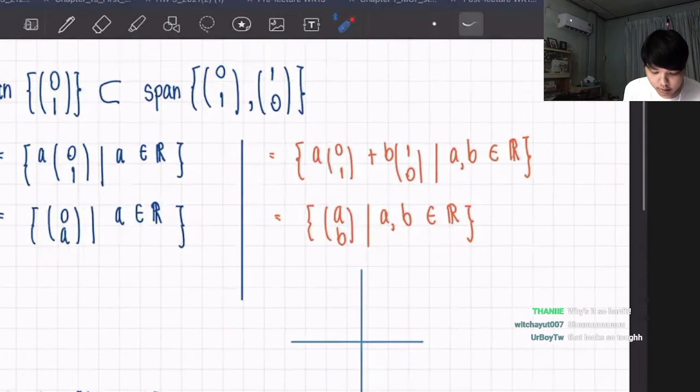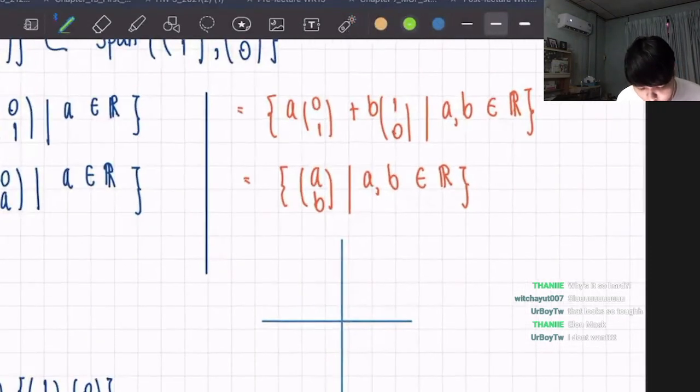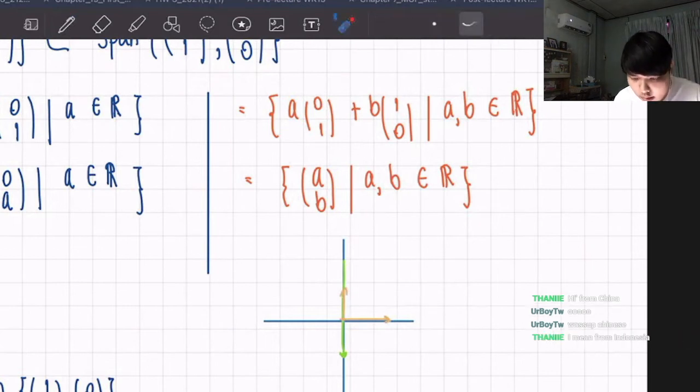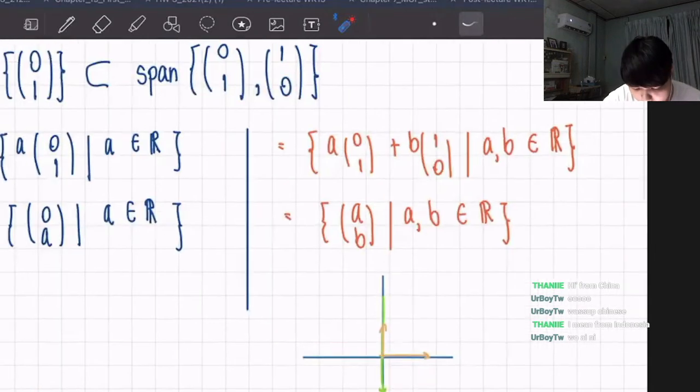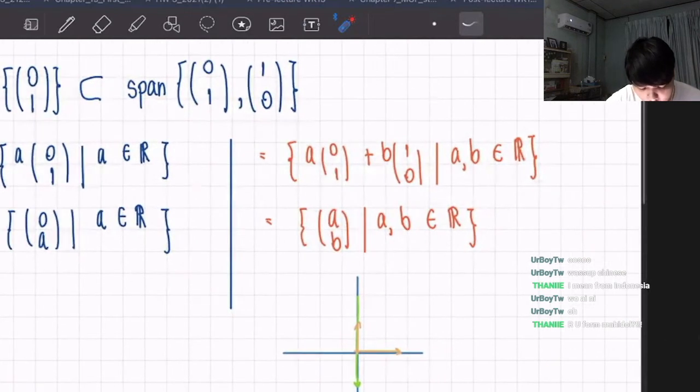And next we have to see the graph. The left hand side is here, it's 0, 1. Now you see, these two vectors basically span the entire plane, so obviously the span of 0, 1 is a subset of the span of 0, 1 and 1, 0.